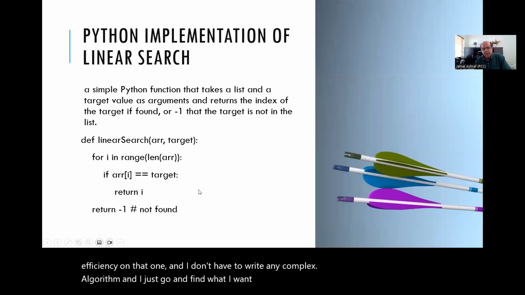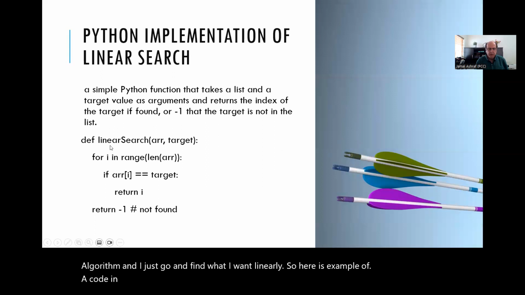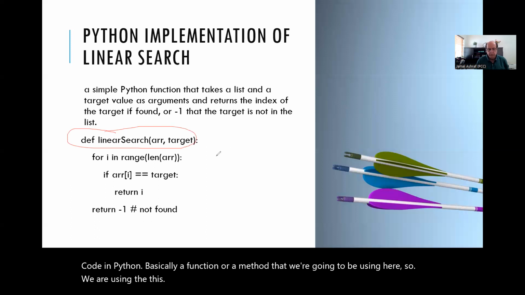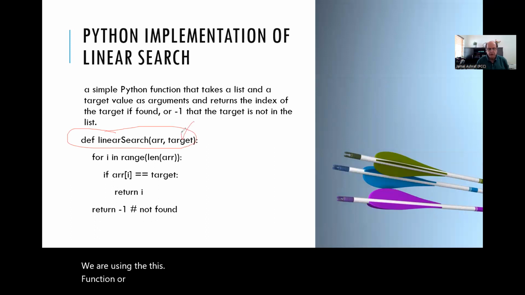So here is an example of code in Python, basically a function or a method that we're going to be using here. We are using this function or method to find this target that we are looking for.